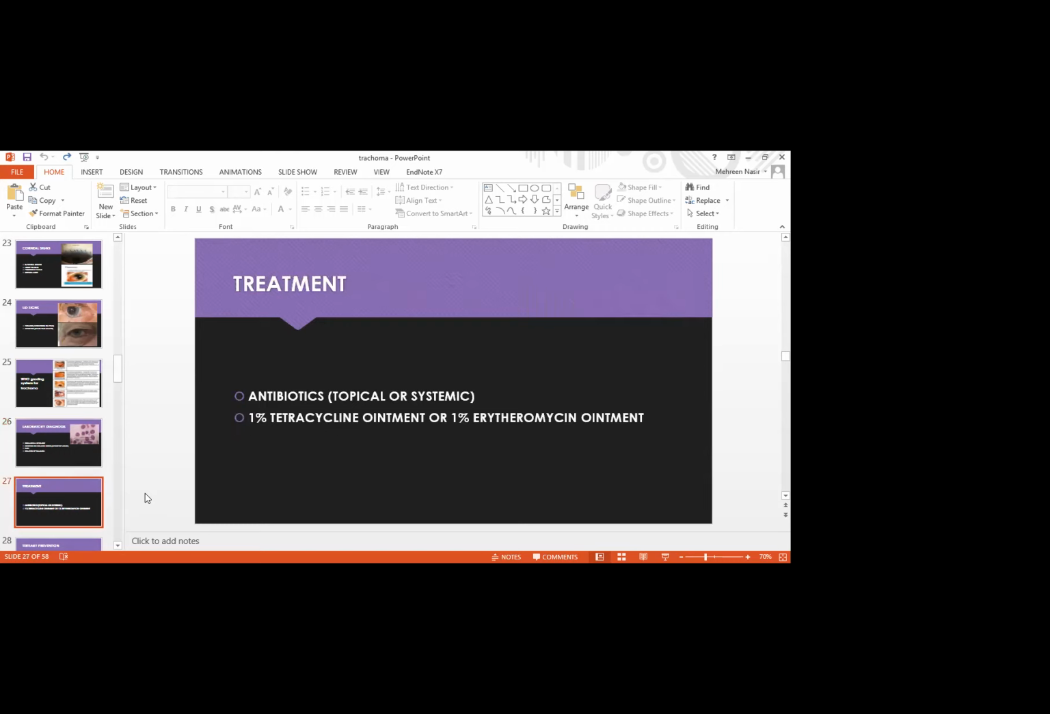Treatment. Antibiotics are used to treat this disease, topical or systemic antibiotics, but topical antibiotics are preferred as they are cost effective, easy to use, and have fewer side effects. Most commonly used antibiotics are 1% tetracycline ointment or 1% erythromycin ointment.